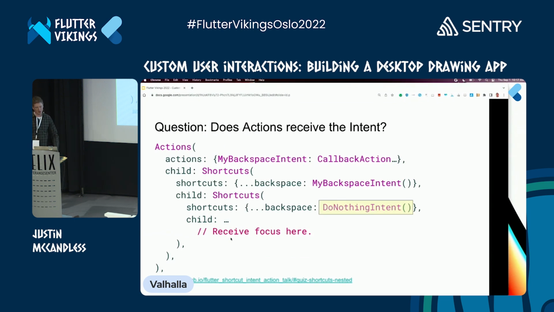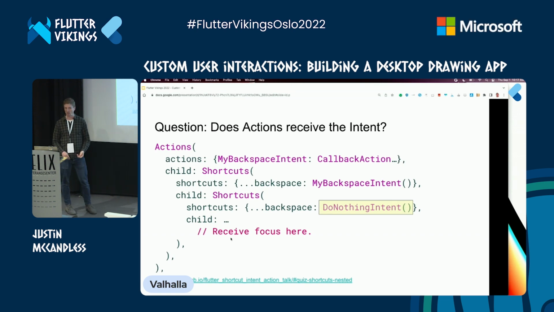All right, so let's go back to our presentation. Another couple of quick quiz questions to see how we're doing on this. Here we've got our actions widget at the top, just like in that demo, and we've got two nested shortcuts widgets. The first one is mapping to do nothing intent, which is built in, and it just does nothing. But it's something built into Flutter, and the shortcuts above it maps to my backspace intent. So the question is, does this actions receive my backspace intent, yes or no? Let me give you a few seconds while I bring that up.